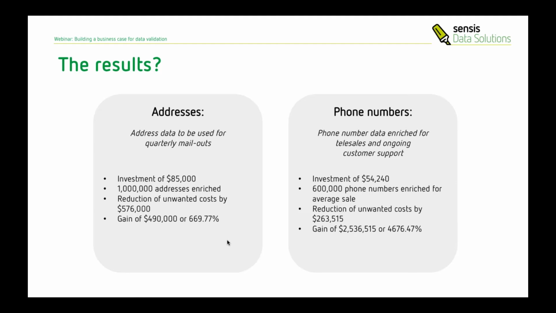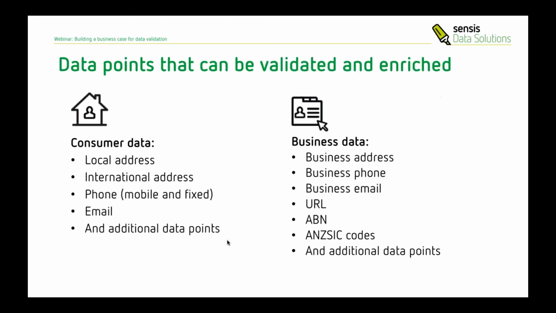669.77%. By enriching 600,000 phone numbers for an average sales cycle of 2,000 with an investment of $54,420, Census have been able to reduce their unwanted costs by $263,515 with a gain of 4,676%.